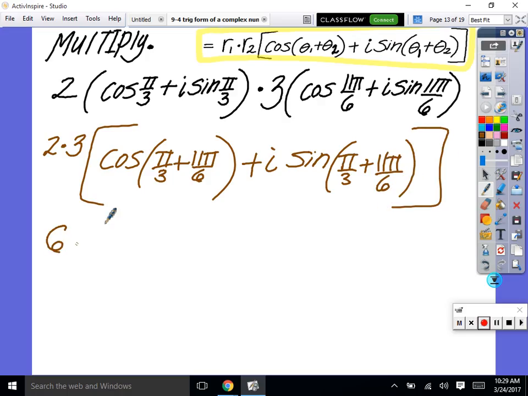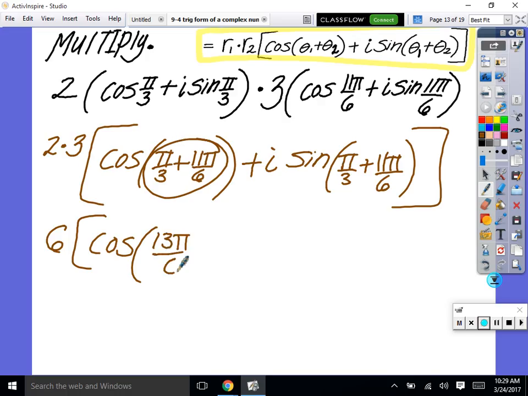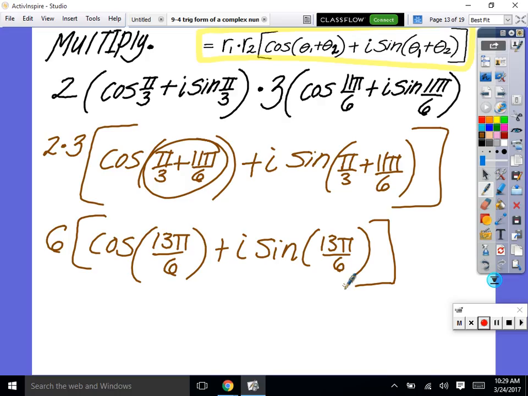All right, so what is that? 6 times cosine of, add those up in your calculator real quick so you don't have to get a common denominator, and you get 13 pi 6. Plus i sine of 13 pi 6. Now you can actually calculate. What is the cosine at 13 pi 6? Now let's think advancedly for a minute. Where is 13 pi 6? Now let's just think about it. What's 12 pi 6? Everybody, 12 pi 6 is 2 pi. So wouldn't 13 pi 6 just be going up an additional pi 6?